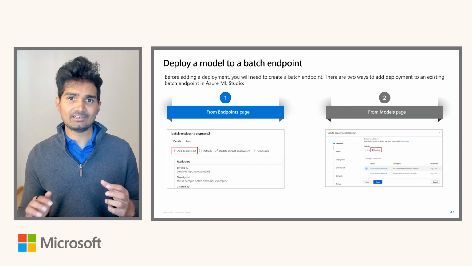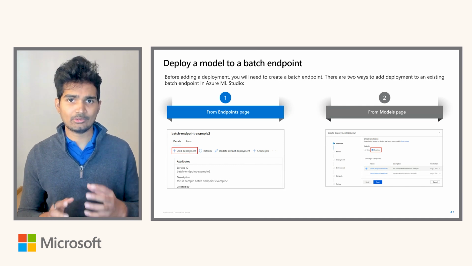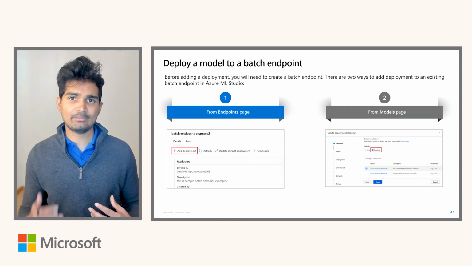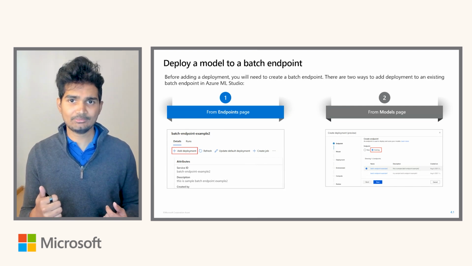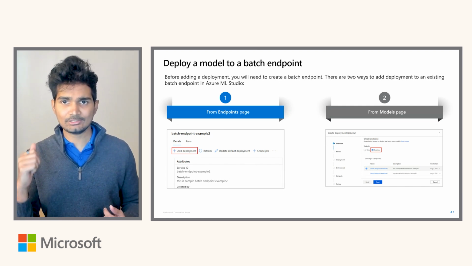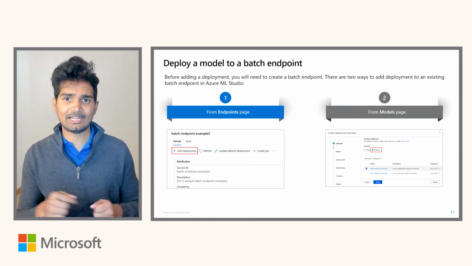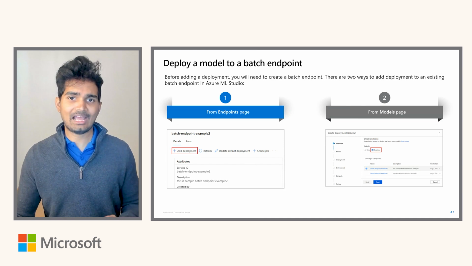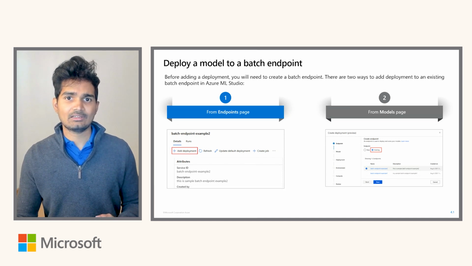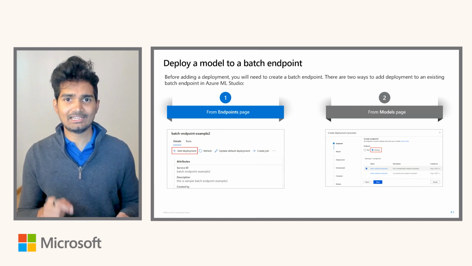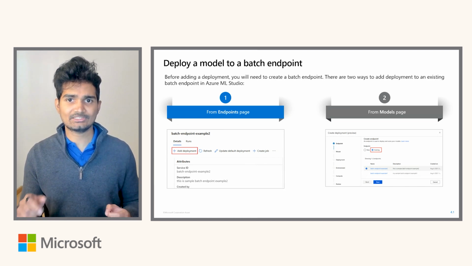Remember that to deploy a model, you will need to have an existing batch endpoint or create one before adding deployments. The 2 ways to add a deployment are via the Azure ML Studio, which is to use the intuitive UI to navigate to your batch endpoint and add the deployment. You can also do this from the models page as well, where you can create an endpoint or use an existing one.